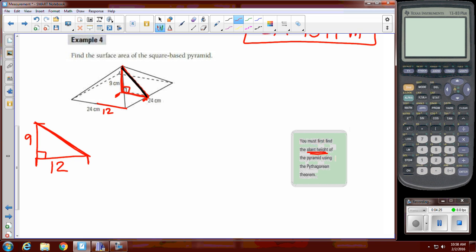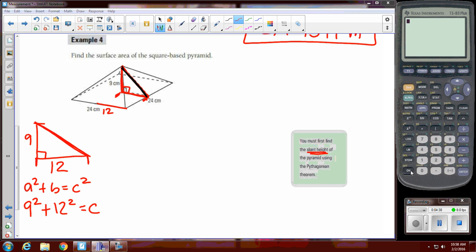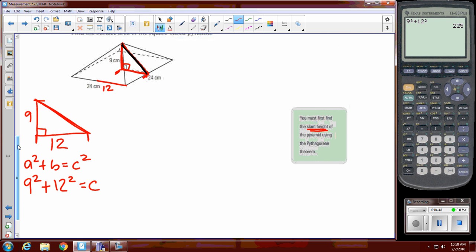So we can use Pythagoras here, which is a squared plus b squared equals c squared. So that's 9 squared plus 12 squared equals c squared. Now, if you look on our calculator, we'll do these calculations. 9 squared plus 12 squared equals 225.